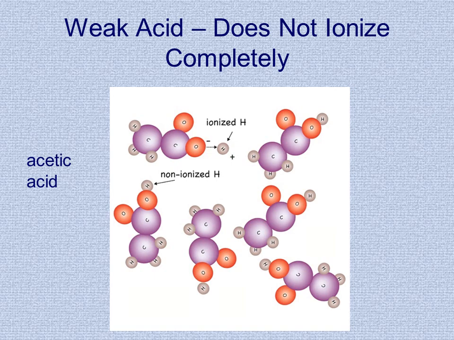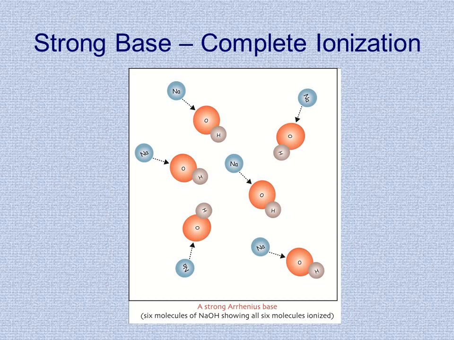A weak acid, on the other hand, does not ionize completely. Acetic acid is a weak acid. Some of the hydrogens come off, some of the protons dissociate, others do not. So not all of the acetic acid molecules are ionized. Some of them are, some of them are not.